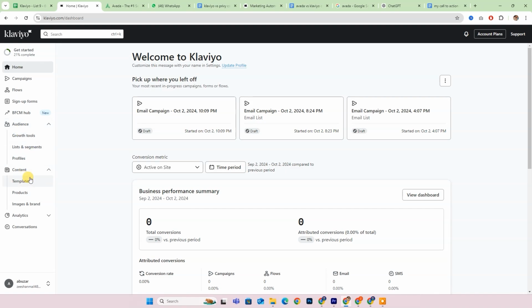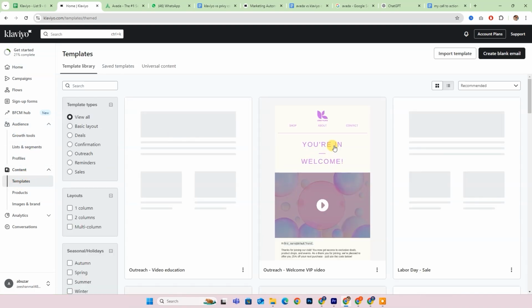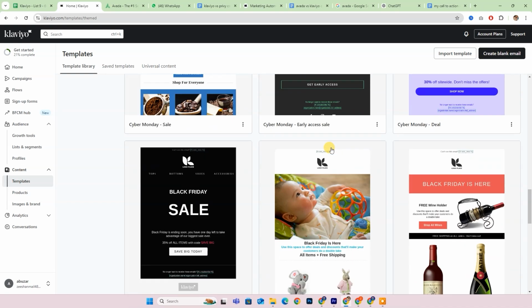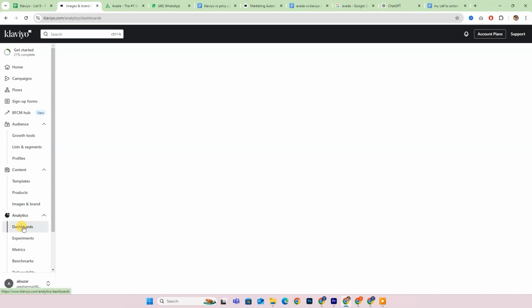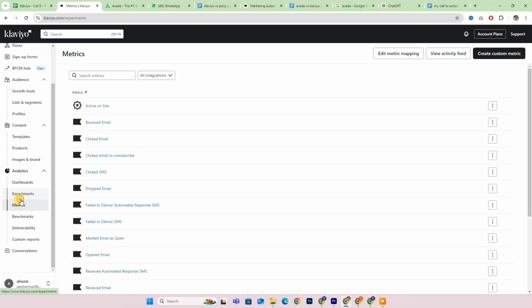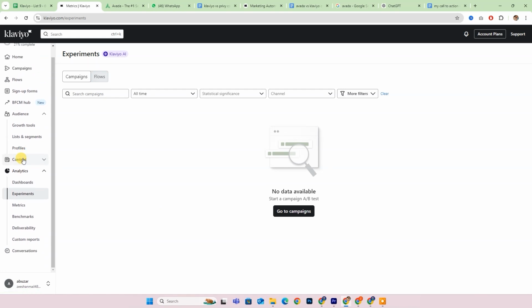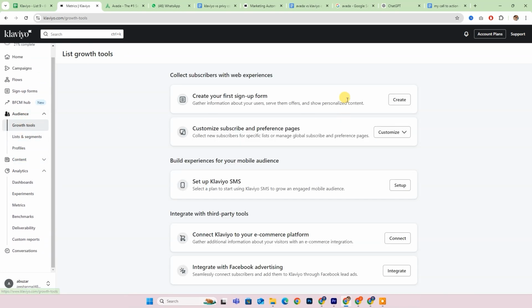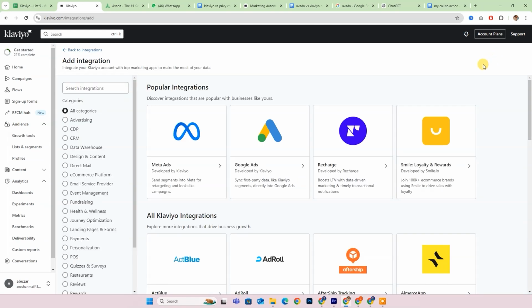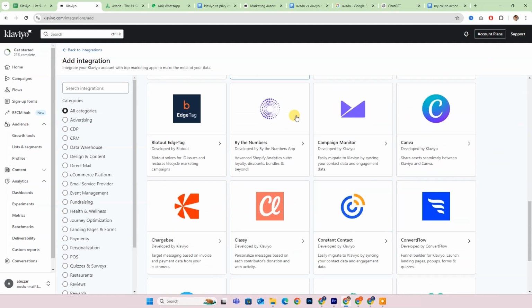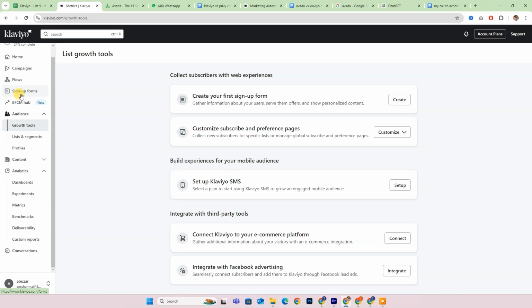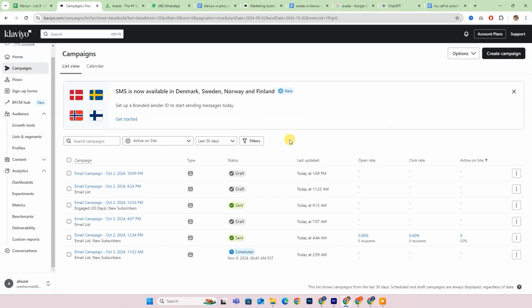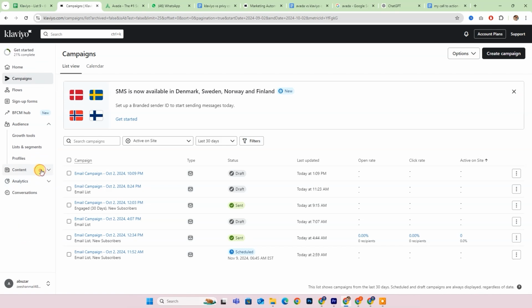Klaviyo serves as a comprehensive platform for email marketing and customer relationship management. It is designed to facilitate the creation and automation of email campaigns, allowing businesses to effectively segment their audiences and personalize communications. In addition to email marketing, Klaviyo supports SMS marketing and integrates smoothly with popular e-commerce platforms such as Shopify and Magento. This functionality makes Klaviyo an excellent choice for businesses aiming to nurture their existing email lists, execute targeted marketing campaigns, and analyze customer behaviors to refine and enhance their overall marketing strategies.